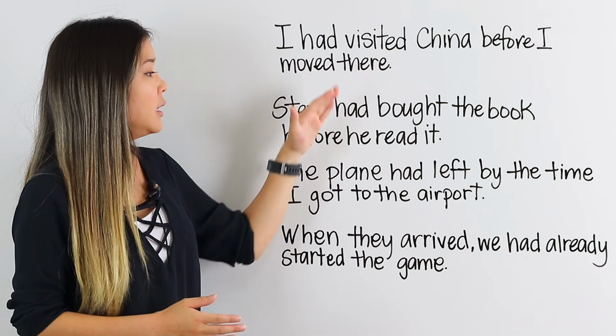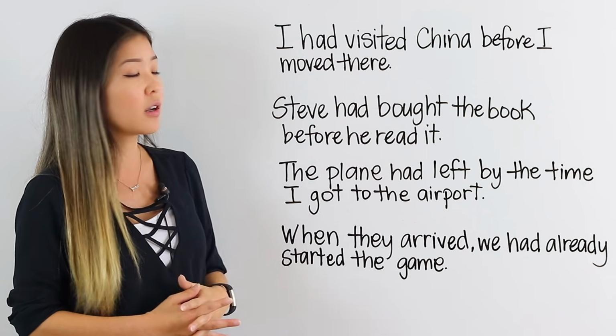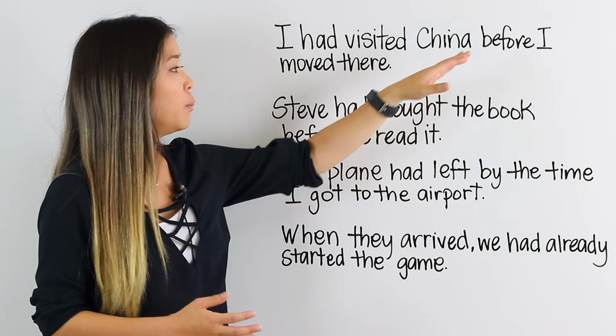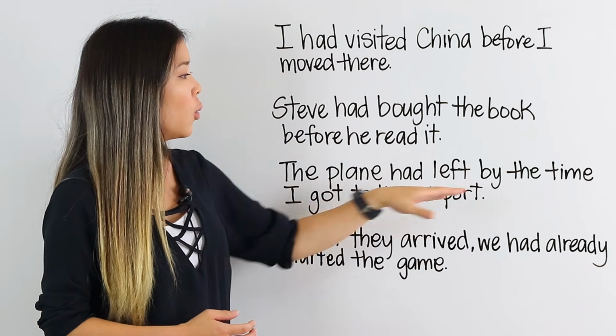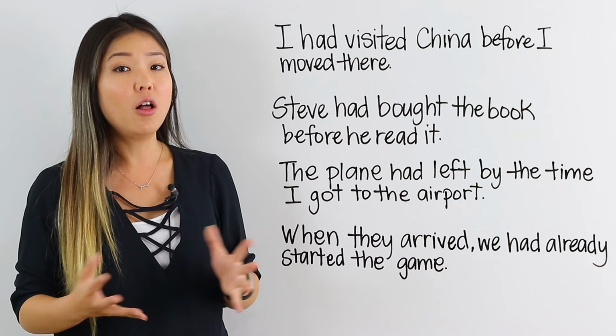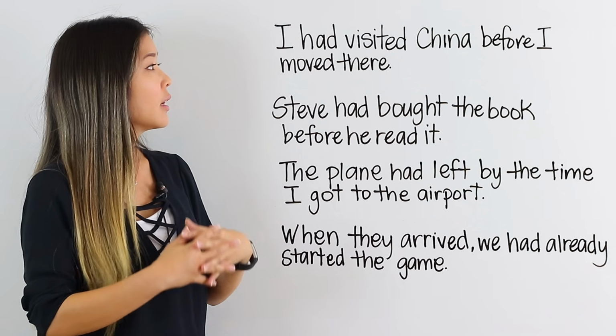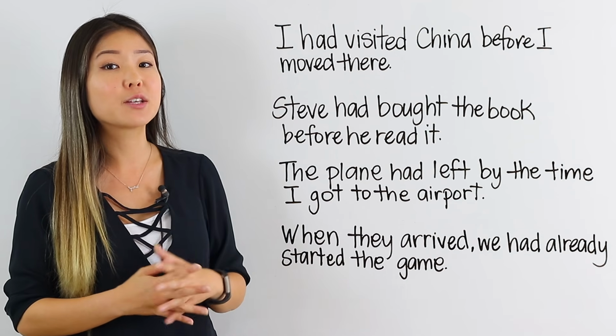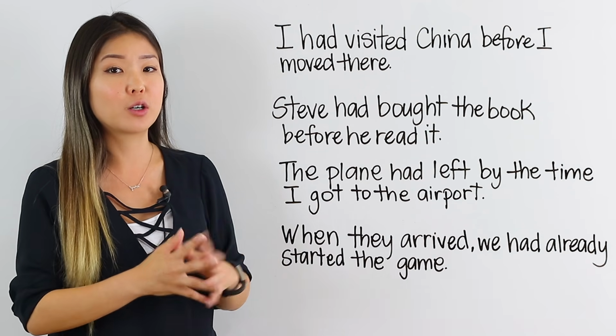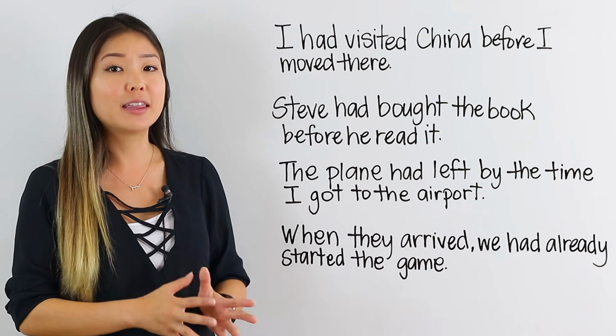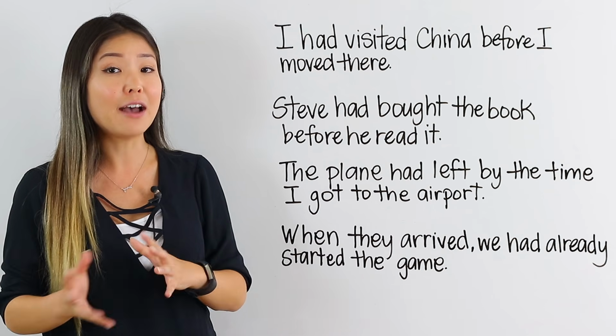Now, what these three sentences have in common is that you'll see before or by the time. They all mean the same thing. The verb that is in the past perfect tense happened first. The verb that's in the past simple tense happened after.